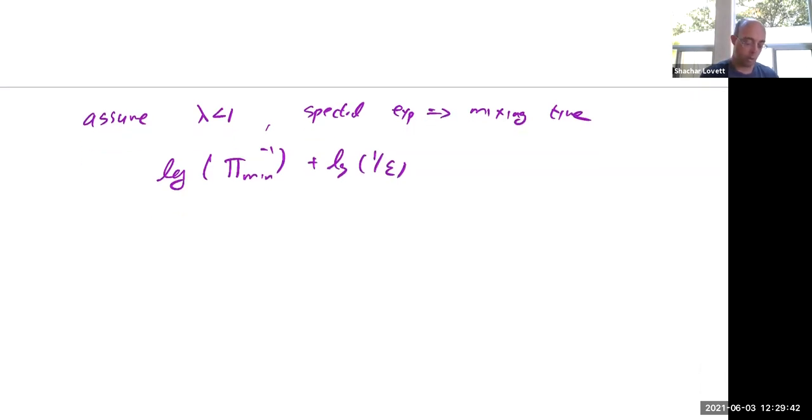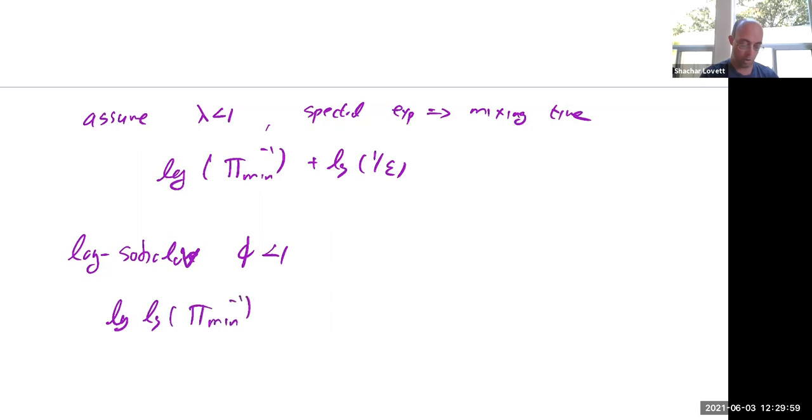And the point is that log Sobolev is a similar parameter. So log Sobolev parameter phi less than 1. Again, 1 is going to be trivial. I don't want to define it here, but the main benefit is going to give you something that looks like log log pi min inverse plus log 1 over epsilon. So the main benefit they give you is that the dependence on the smallest probability goes from log to log log. Why is this interesting?